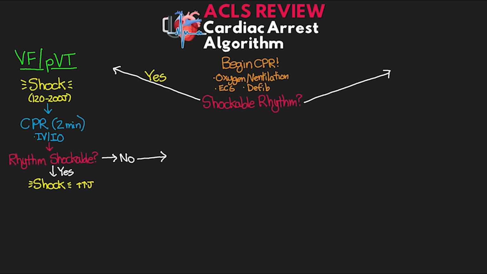Now, if the rhythm is not a shockable rhythm, then we want to actually assess 2 different things. The first is if we have any signs of return of spontaneous circulation or ROSC. If there's not, then we're actually going to move into the right branch of this algorithm, which I'm going to get to talking about here in just a minute. But if we do have ROSC, then this is actually when we're going to move into the post-cardiac arrest algorithm, which is going to be a future lesson.